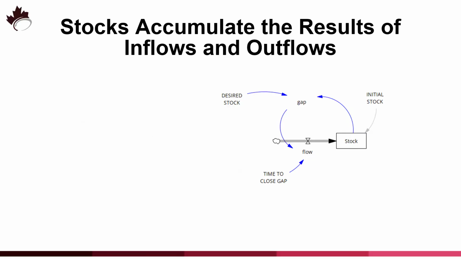And then we have a time to close the gap. Basically, we start with an initial stock. We have a desired stock. We look at the difference between the current stock level and the desired stock level, and we get a gap. Then over time, we create a flow to close the gap between the desired stock and the actual stock. So over time, that gap closes. This is a goal gap model.